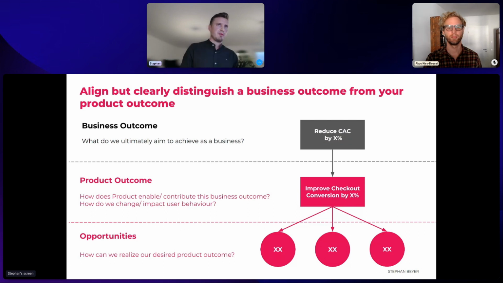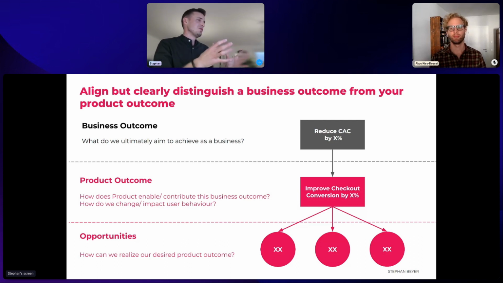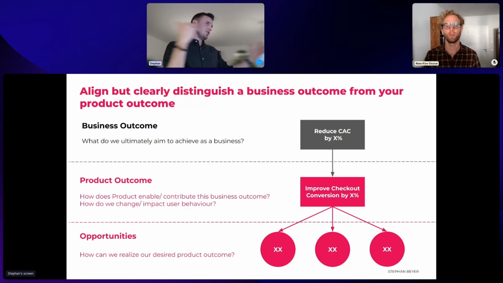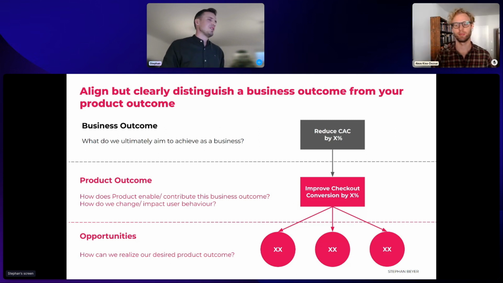So let's go for an example. Your business outcome might be, by end of the year, we want to reduce our customer acquisition costs by X%. And then depending on the team you're working in, the respective squad, the respective group, you need to set the targets: how are you going to achieve this outcome? For instance, as a checkout team, you might say, we want to improve the checkout conversion rate by X%, because we know if we are more effectively turning the acquired traffic on our landing page into customers, we will naturally reduce the customer acquisition costs.